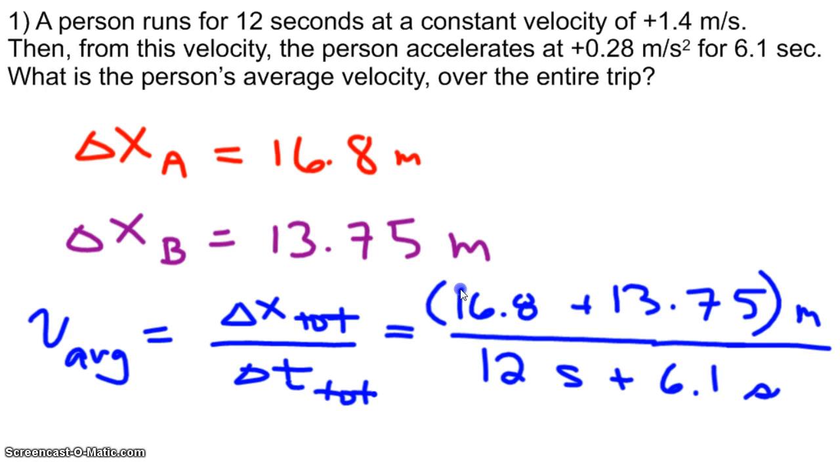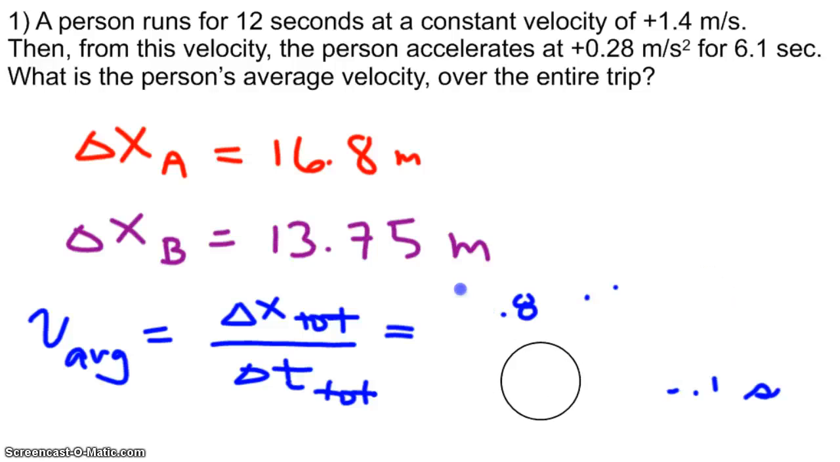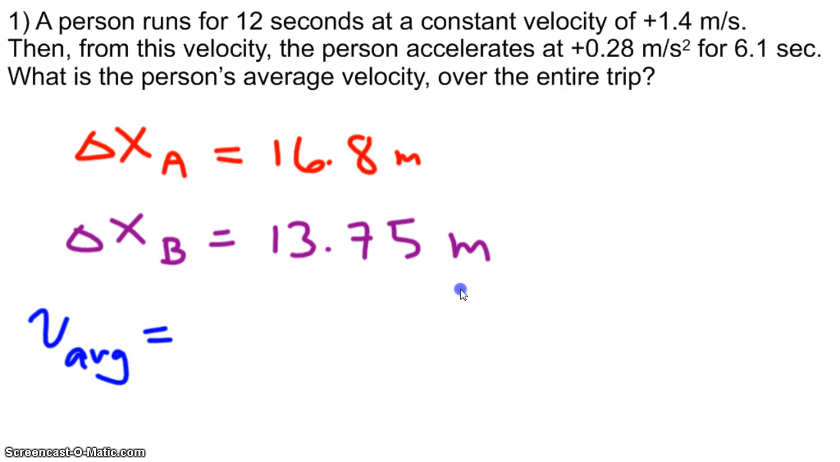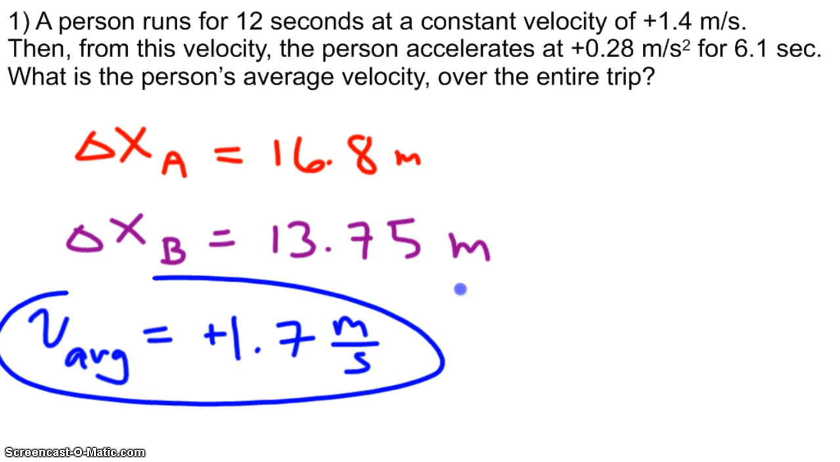You perform this calculation, and what do you get? You get the answer, and the answer is... Uh-oh, my calculator's dying. Well, I'm about to run out of time on the video. 16.8 plus 13.75, we want to divide that by 18.1. 1.7 meters per second, unless I did this with too much haste. But what I just got right now, 1.7 meters per second, that's the average velocity. It's positive. And that is our answer. Good work.